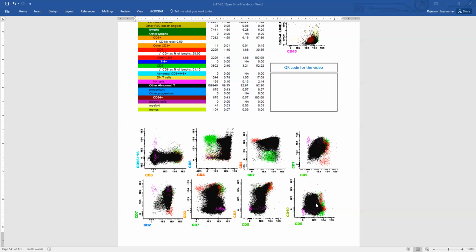CD10 expression is lost as the cells mature. So if you remember, in the subcapsular thymocytes, CD10 is positive, but as they move through the cortex through various phases of maturation, it is lost, and finally in the mature stages, it is not seen. So CD10 goes from here all the way to this. So that's the maturation pattern for 10.